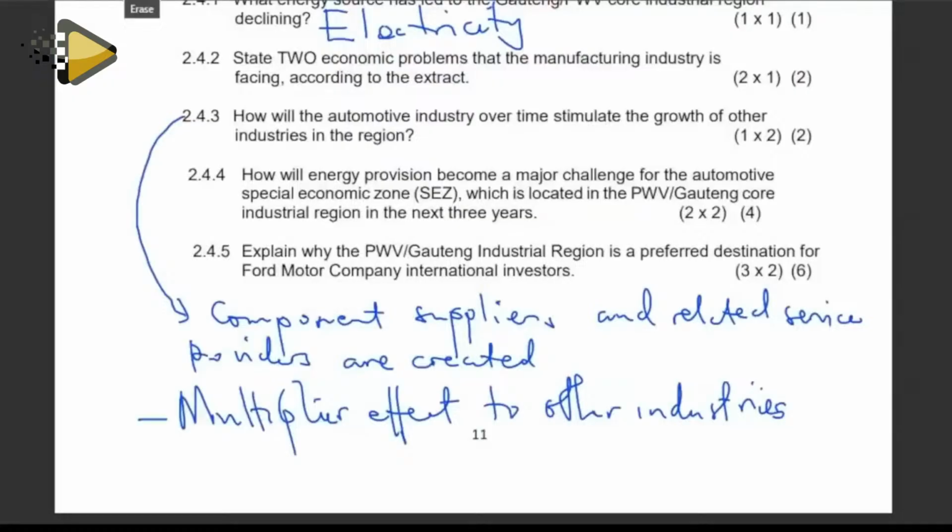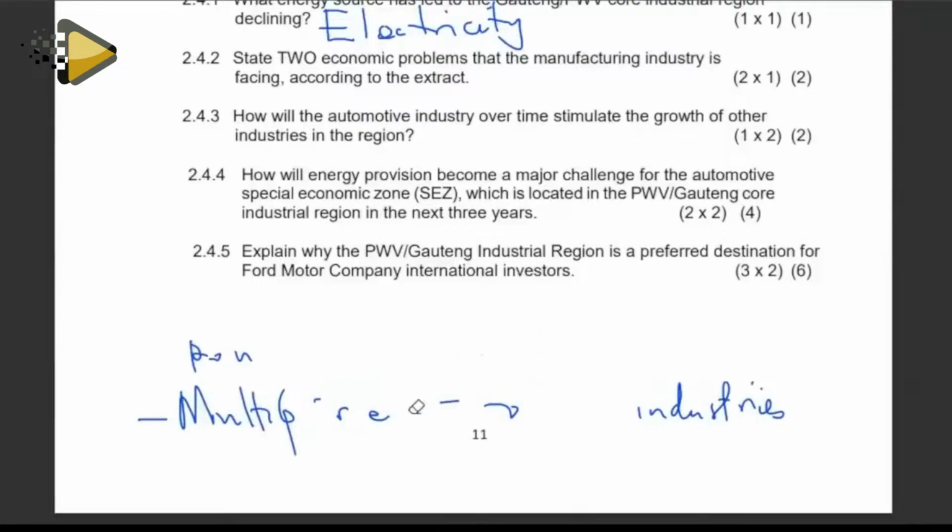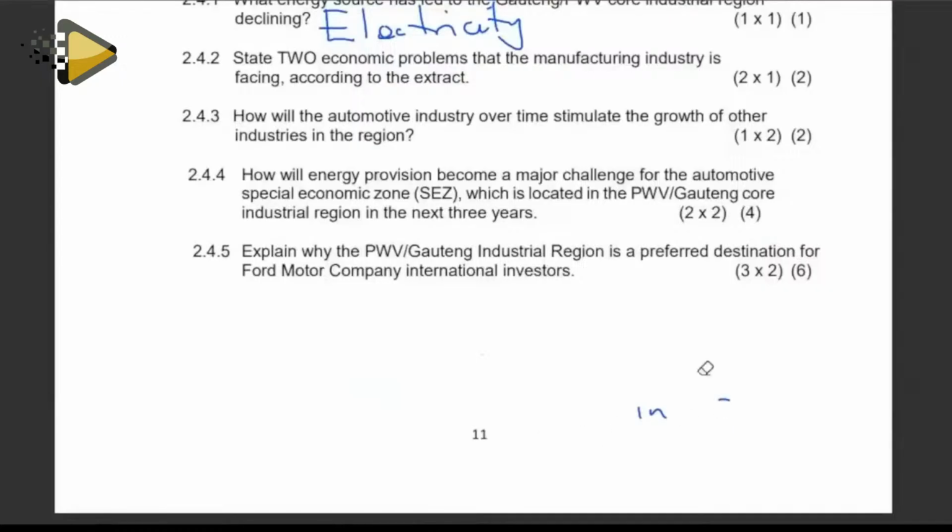Right, moving on to the next question. Next question is saying, how will energy provision become a major challenge for the automotive special economic zone, which is located in the PWV Gauteng core industrial region, in the next 3 years? We are looking at energy provision. How is it going to be a major challenge? This issue of electricity is going to be a major challenge. How is it going to be a major challenge? It is going to cause rising energy costs.